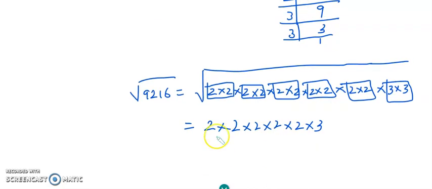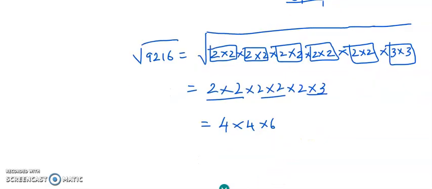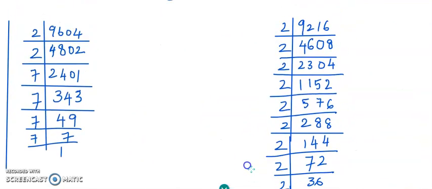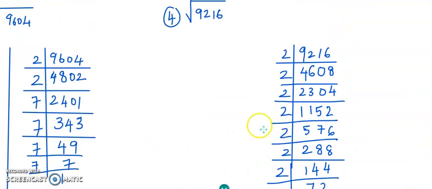Okay. Let's do one thing. Let's do a pairing here. So 2 2s are 4, 2 2s are 4, and 2 3s are 6. Okay, so that will be 4 4s are 16 times 6, which is 96. So 96 squared is 9216. So hope you are clear. We are doing a prime factorization and finding the factors.